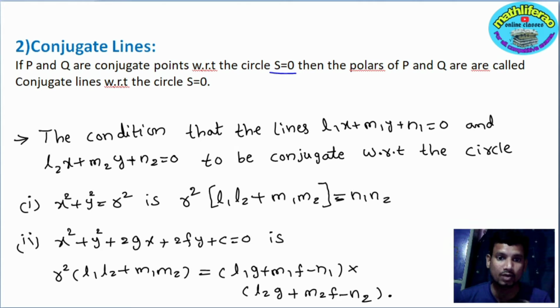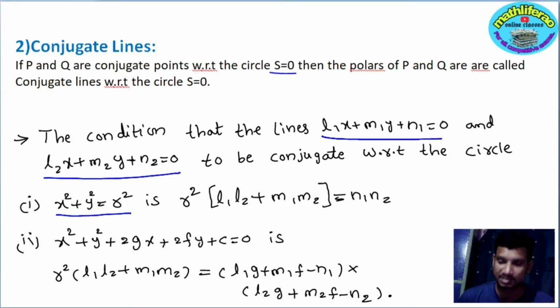There are two conditions for conjugate lines with respect to the circles. First, the standard form of the circle; second, the general equation of the circle. First one, the condition that the lines L1x + M1y + N1 = 0 and L2x + M2y + N2 = 0 to be conjugate with respect to the circle x^2 + y^2 = r^2 is r^2(L1L2 + M1M2) = N1N2. This is the first condition with respect to the circle x^2 + y^2 = r^2.